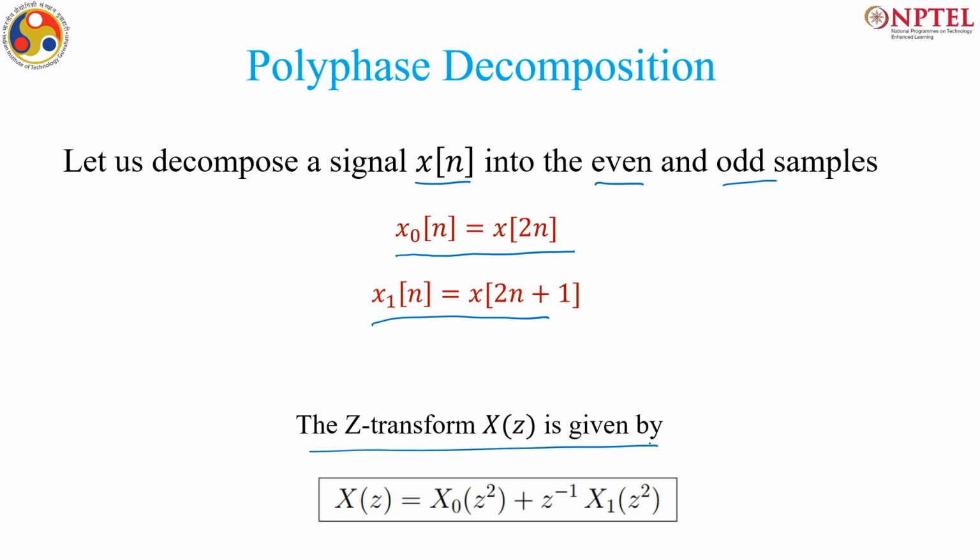Now, if you do the z transform, we see that x of z will be x0 of z squared. Why x0 of z squared? Because x0 is operating at how much? Twice or half the operating frequency. It is operating at half the sampling frequency, as x of 2n. So, if we do the reverse in terms of x, x will be x0 of z squared, and this will also be x1 of z squared, and this will appear as a delay. So, you just change the sides and see. This will be the relationship.